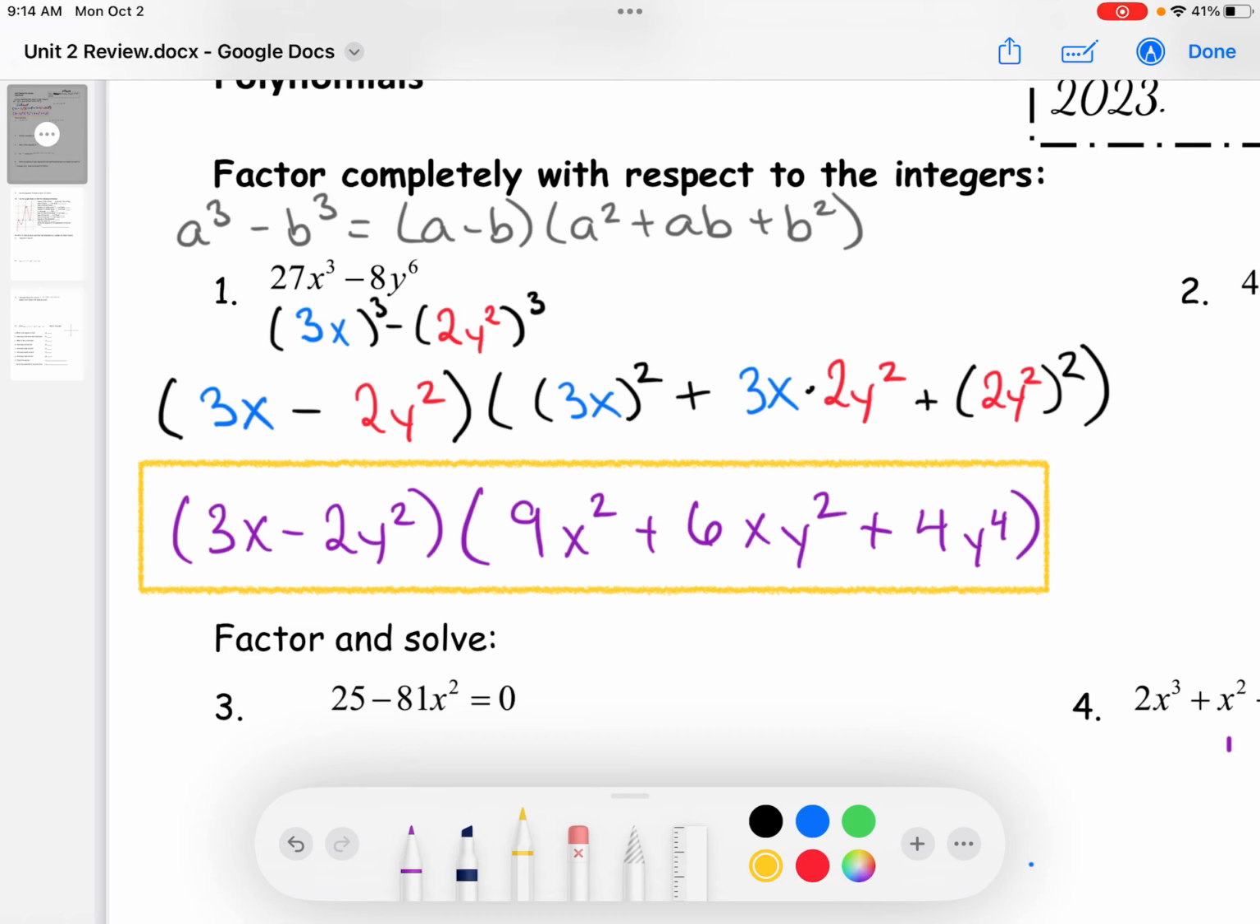On squares and cubes, if you do a greatest common factor first, then you will have no more factoring once you've completed the cubes factoring. So this will not factor anymore.